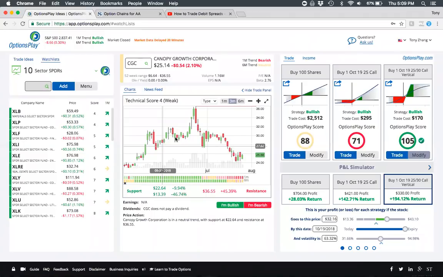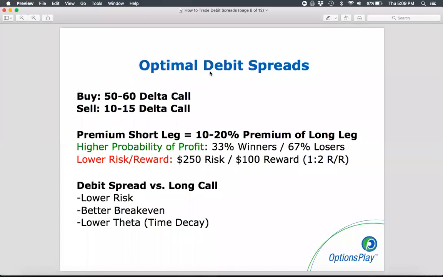What do you think is better, buying the 60 delta and selling the 30 delta, or going lower and selling the at the money? Lawrence, like I said, what we generally find is optimal is buying that 60 delta and selling that 10 delta against that.